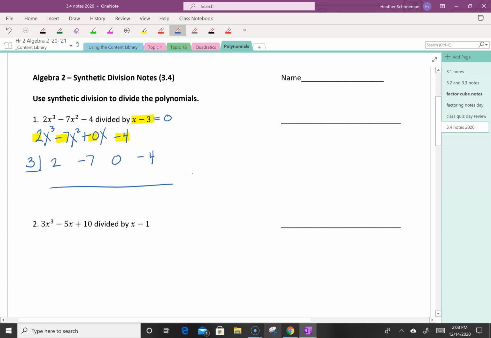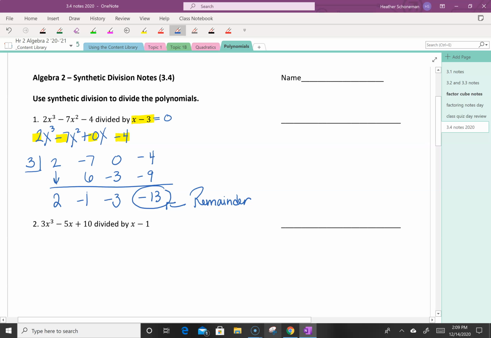Right, at those coefficients, the first step is we take the first number and carry it straight down. Then we simply follow a pattern. Multiply, add, multiply, add. So 2 times 3 is 6. Negative 7 plus 6 is negative 1. Negative 1 times 3 is negative 3. Add those together, we get negative 3. Multiply, we get negative 9. Add them and get negative 13. Whatever number is here, this is the remainder.